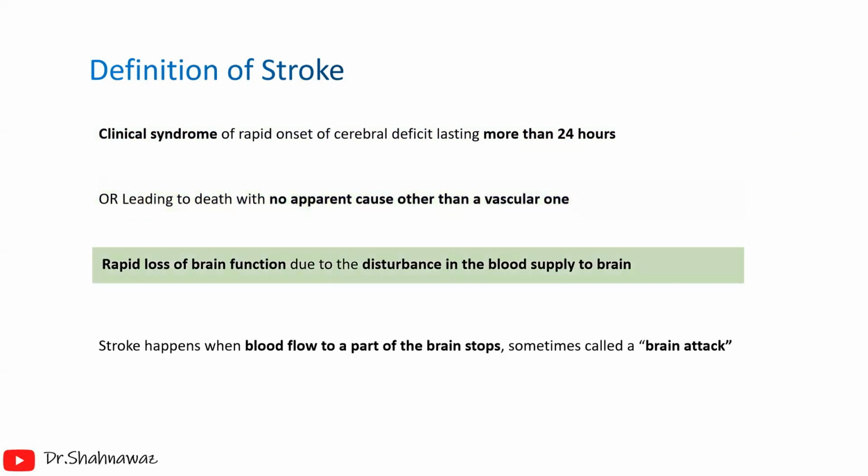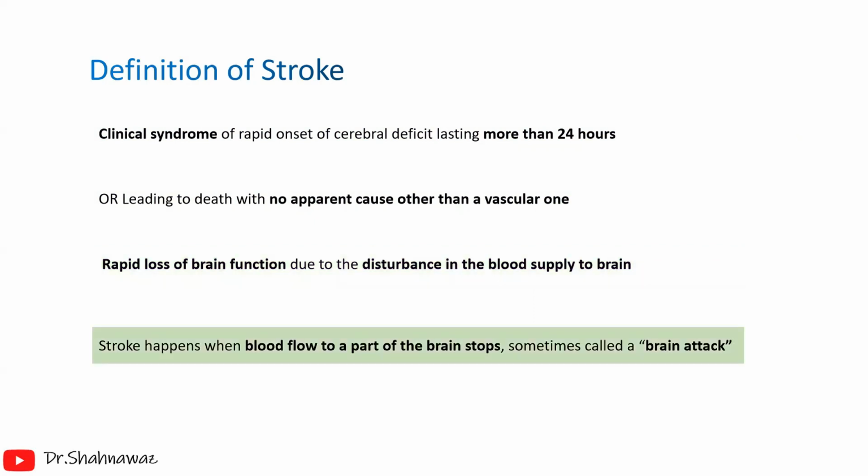And in stroke, the function of the brain is rapidly lost, and that is due to the disturbance in the blood supply to the brain. We see that the cerebral arteries will be interrupted due to some clots or fatty deposition inside the arteries. And in stroke, blood flow to part of the brain is stopped, and this is a brain attack, like we see in the heart attack.